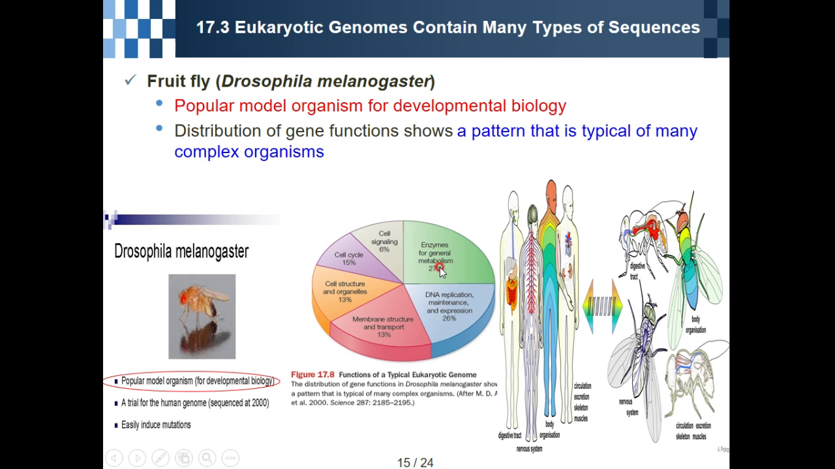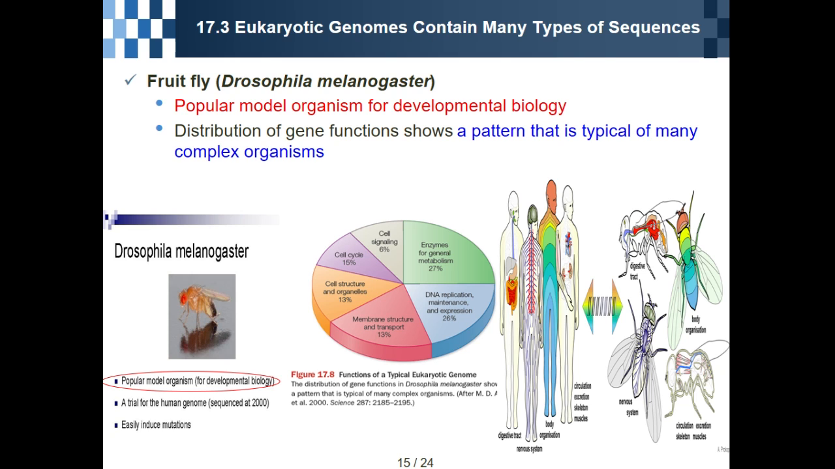The important thing is that the distribution of gene function in fruit flies is nearly similar to our human or advanced organisms. So nowadays people use Drosophila to study arm development or leg development, because they are nearly similar to each other.